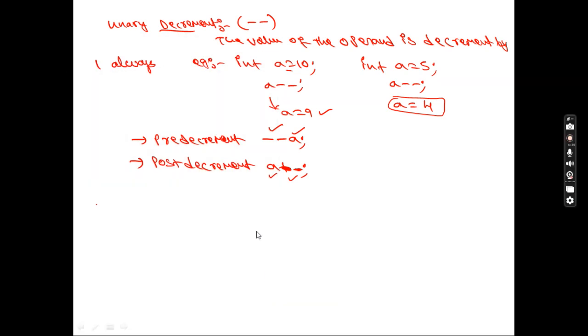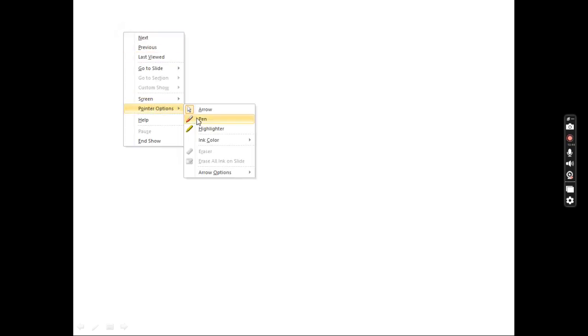Now I am going to the next concept. What is that concept? Binary operators. So next I am going to the concept of binary operators. I'll explain everything, the theoretical concept as well as the practical, so please focus on this.